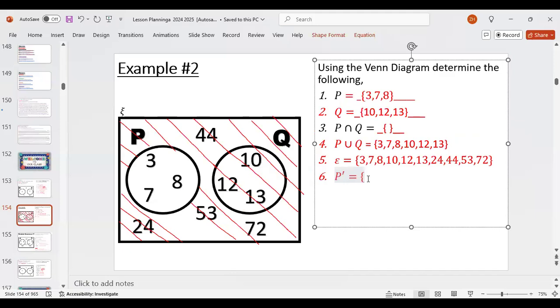So you put them in order, right? So what was it? 10, 12, 13. What else you have? 24, 44. What else? 53 and 72. Very good. All right, do y'all understand this so far?